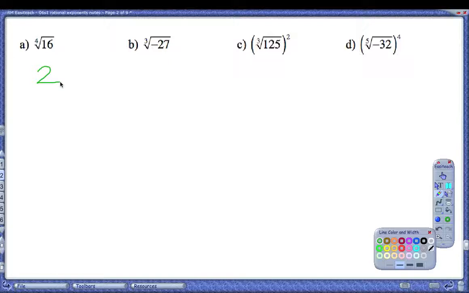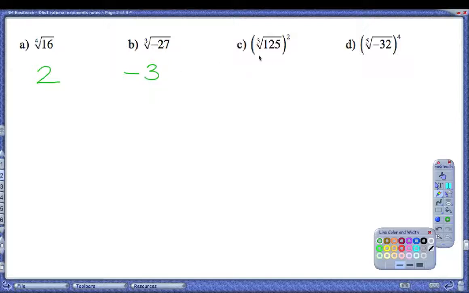Try letter B, cubed root of negative 27. So you're saying what number to the third power would give us negative 27? And again, if you just try some numbers, you're saying is 2 to the third 27? No, it's 8. Is 3 to the third 27? Yes. But because it's a negative 27, it has to be negative 3. You'll start knowing some of these common roots eventually.